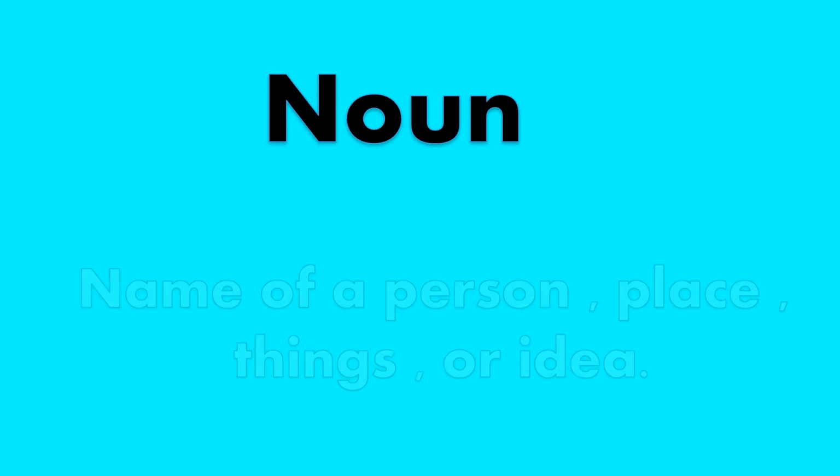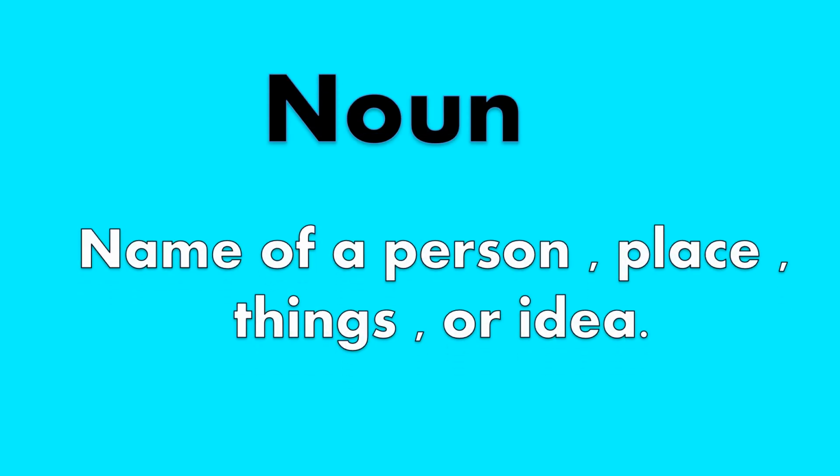Number 1. Noun. Noun is the name of a person, place, thing or an idea. They are also called naming words. For example, Ali, Karachi, camera, love. Here Ali is a name of a person, Karachi is a place, camera is a thing and love is an idea.